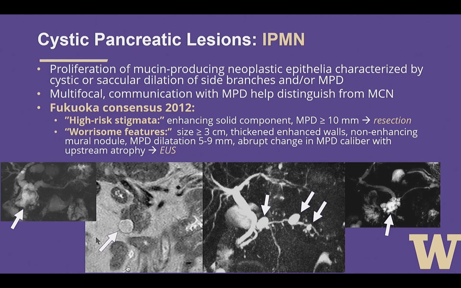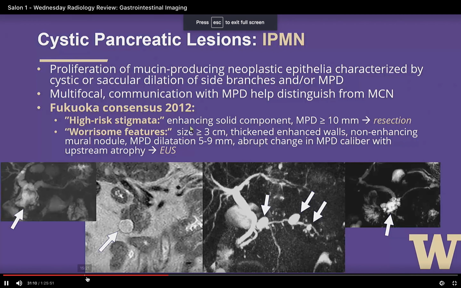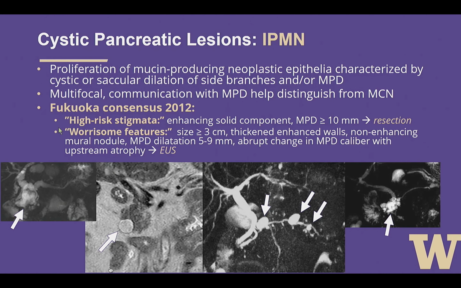There are a variety of different consensus guidelines that you can follow. The most common or well-known probably being the Fukuoka consensus guidelines from 2012. And this defines two high-risk stigmata that warrant surgical excision of an IPMN, an enhancing solid component and main duct dilation of 10 millimeters or more. The same guidelines also define worrisome features as specific features that warrant further evaluation with endoscopic ultrasound, and these are listed here, including size greater than 3 centimeters, thickened enhancing wall, non-enhancing mural nodule, etc.